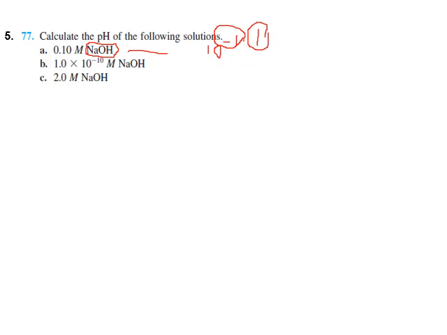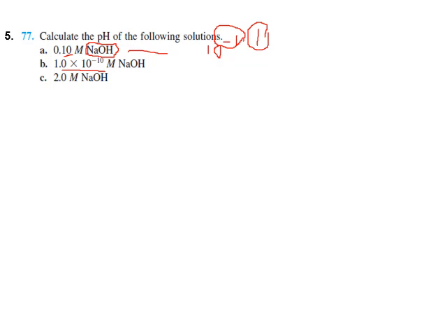But you'd have to write it as 13.00 because you have to have 2 decimals because of the 2 sig figs here. Here, this is the same trick they pulled before with the acids. That concentration of NaOH is lower than the OH minus concentration that's already present in the water.